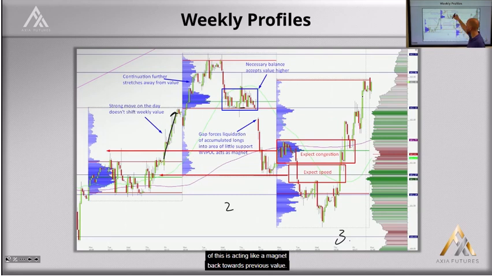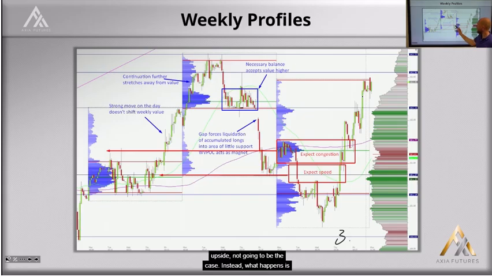This is more a case of this acting like a magnet back towards previous value. And that's the bit that people miss. Yeah, this move comes a full 5 days, a full week later. That's what people forget about. And they become accustomed to the trade up here. And the assumption is that this is now a bullish market and we can look for a continuation towards the upside. Not going to be the case.